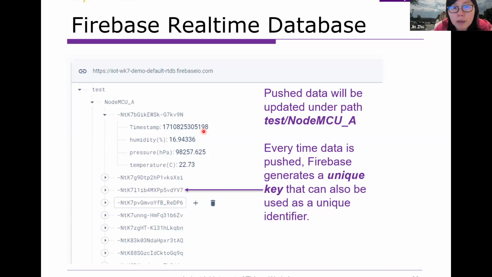Okay, so updated. And we also noticed that for every entry, they have a bunch of characters, numbers, and alphabet letters together, a combination of those. Those are the unique keys. They could also be used as a unique identifier because they are unique across the whole database. Okay, and so this is NodeMCU.